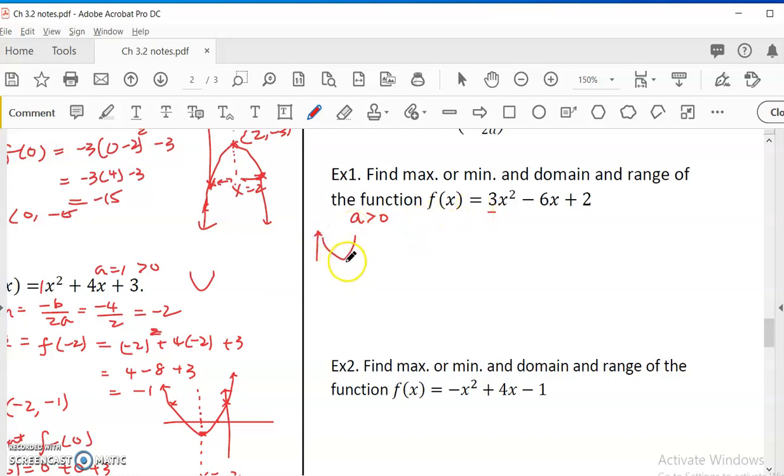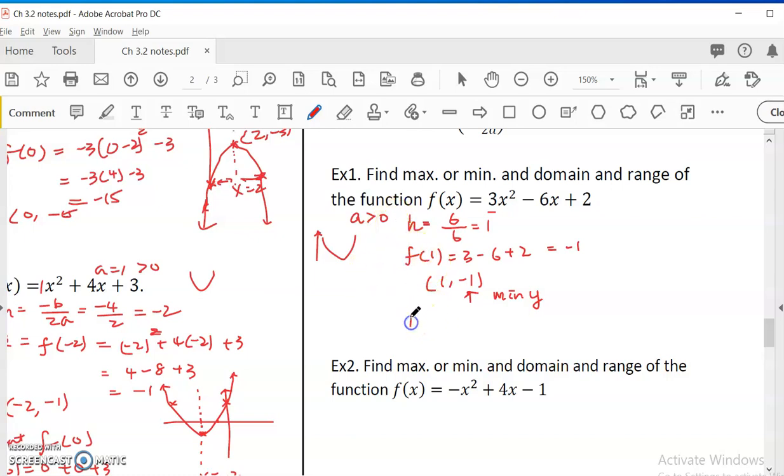So what is this minimum point? We need to find the vertex. Again, h would be -b over 2a. -b is 6, over 2a is 6, so it's 1. f of 1 would be 3 times 1 minus 6 times 1 plus 2. So 5 minus 6 is -1. So our vertex is (1, -1). This is the lowest, the minimum y, so all y would be above it.